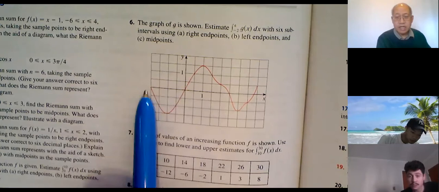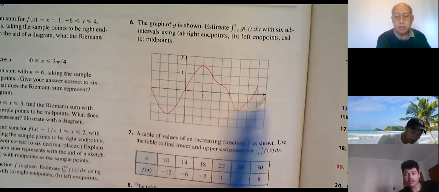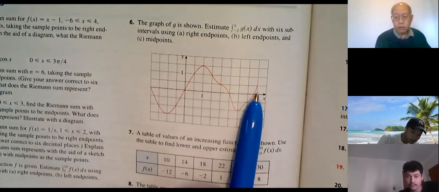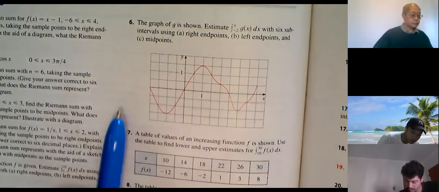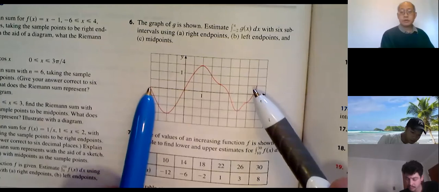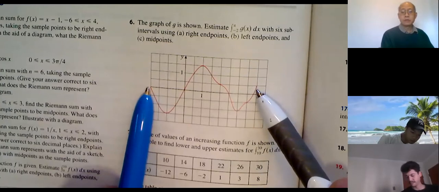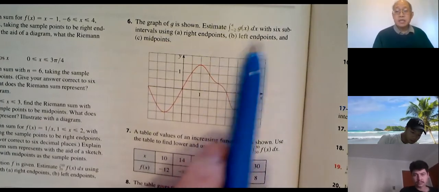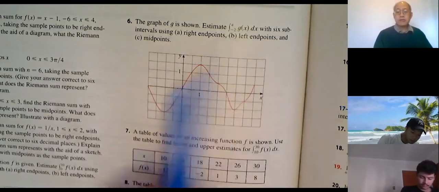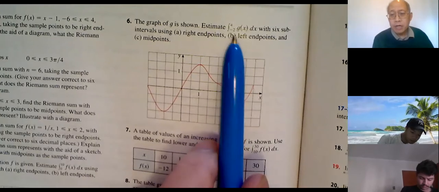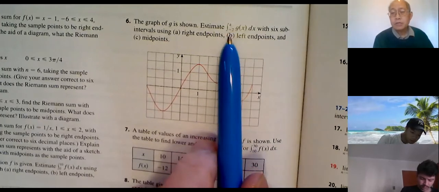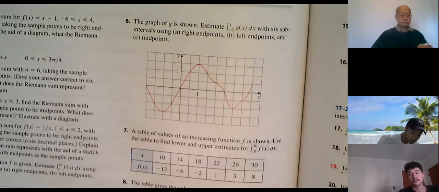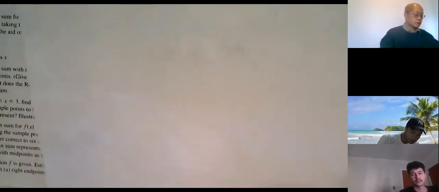So that's -1. That's -2. To, I'm guessing that's 4. 1, 2, 3, 4. Right. So it's the whole graph. I'm going from -2 to 4. Okay. 6 subintervals. So if I'm going from -2 to 4, how far is it from -2 to 4? 6 units. 6 subintervals. That's very nice. That means delta x is 1.